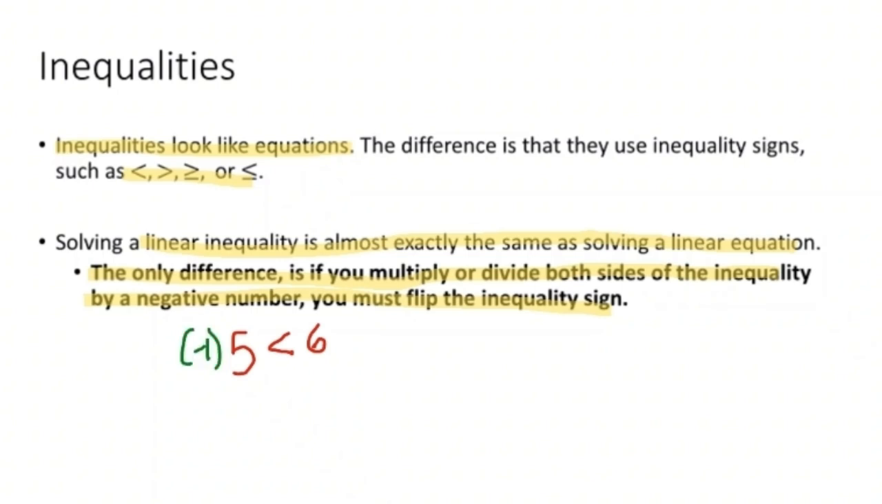Let's say I multiply both sides of my inequality by negative 1. Well, then we get negative 5 on the left-hand side, negative 6 on the right-hand side. What happens if I forget to flip the inequality sign? Well, I would say negative 5 is less than negative 6, but that's clearly false. But negative 5 we know is greater than negative 6, so this would be correct.